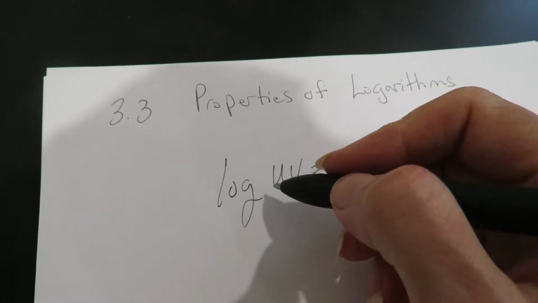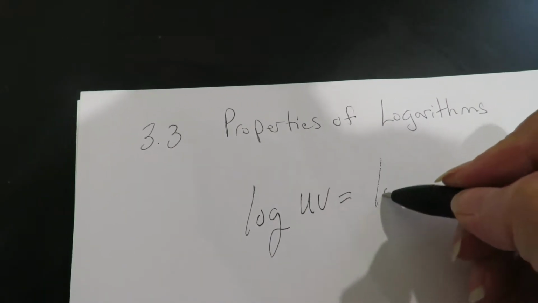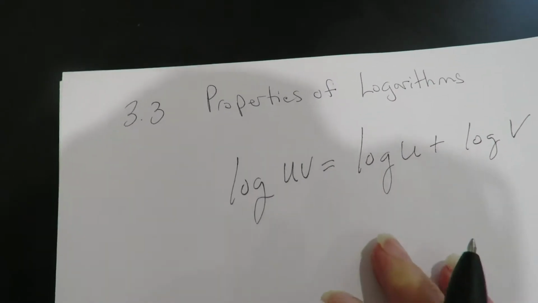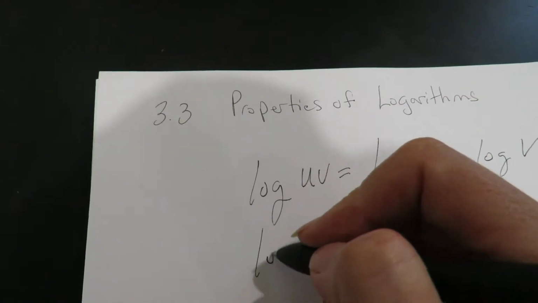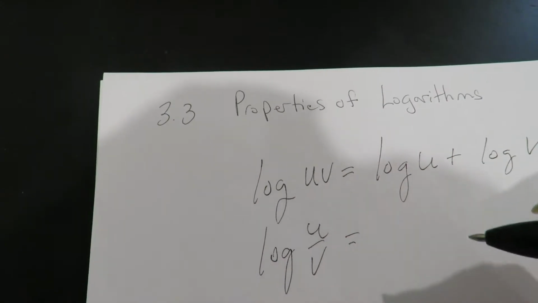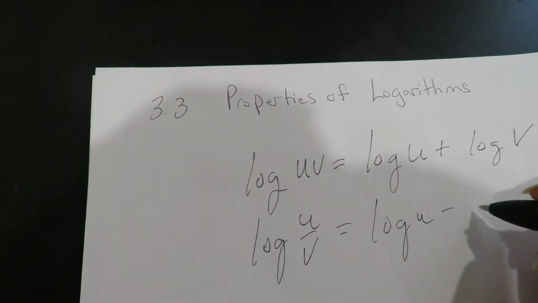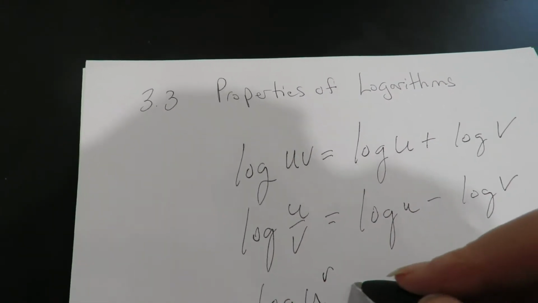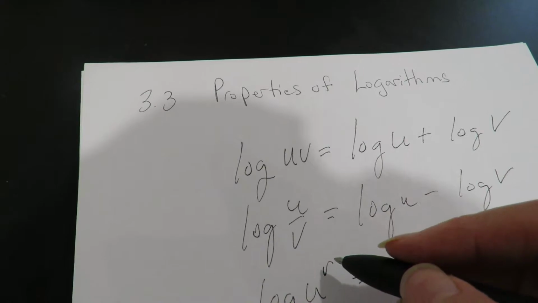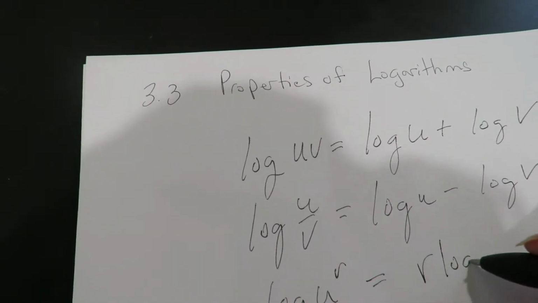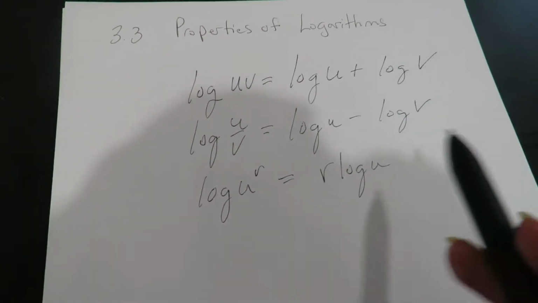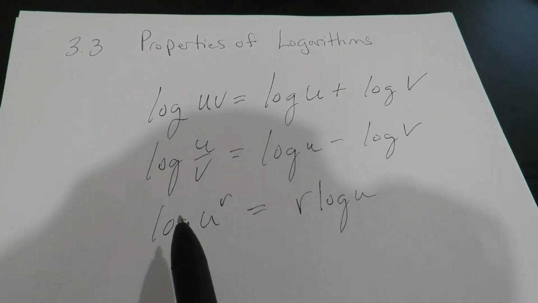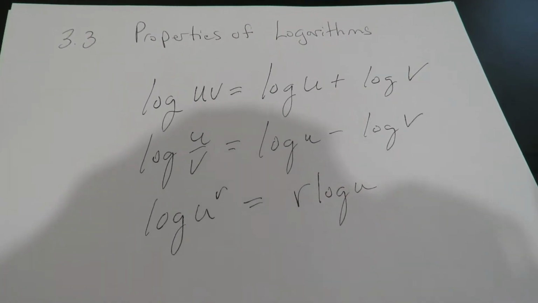If you're taking a product of u times v, then that can expand to log of u plus log of v. If you have log of u divided by v, that expands to log of u minus log of v. And if you have log of u raised to r, the r, which is an exponent, can come down as a coefficient. Okay? So going from left to right, that's called expanding with logarithms. Going from right to left, that's called condensing.